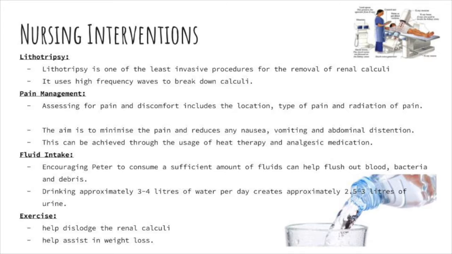Drinking approximately 3 to 4 litres of water per day produces approximately 2.5 to 3 litres of urine. It is advised that Peter drinks approximately 250 ml before bed and if he wakes up in the middle of the night to prevent crystal formation.